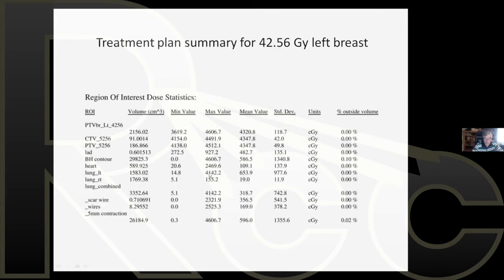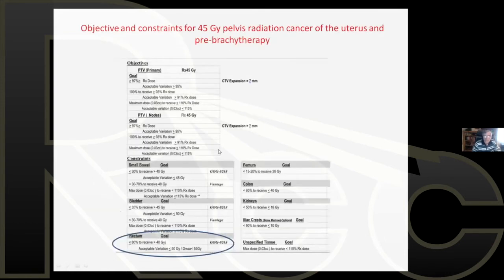Here are the statistics for the breast. You can see the heart contoured at 589 cc's, minimum, maximum, mean. Cancer of the uterus. We treat this usually post-operative, and we always follow it with a brachytherapy boost.